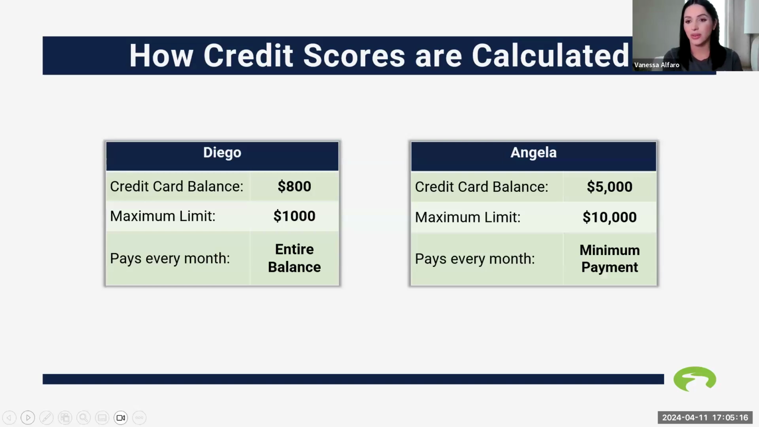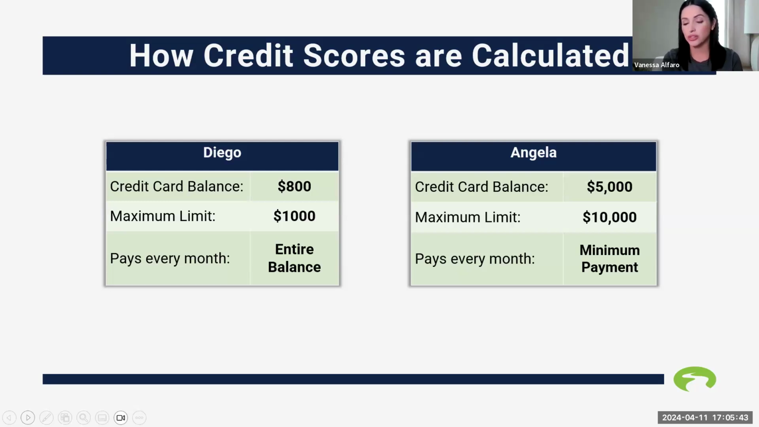Okay, so we have that example that I gave earlier about utilization. So Angela has a credit card, but her limit, because she has great credit and maybe makes a little more income, her limit is $10,000. Her credit card balance is $5,000. And in this scenario, Diego has a limit of $1,000 and a credit card balance of $800.